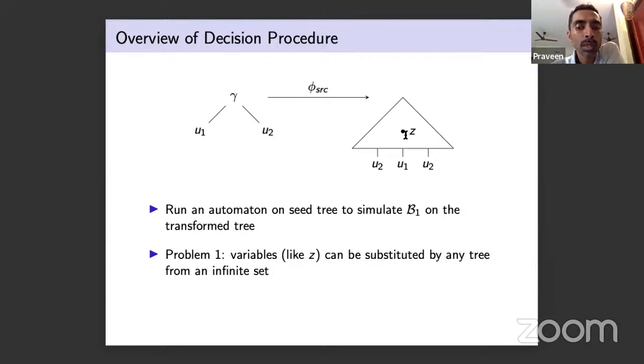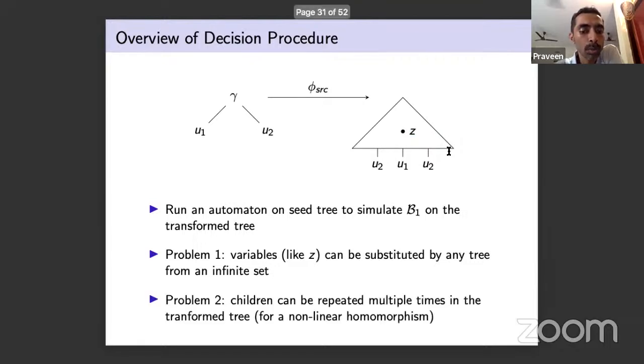The first one is the presence of these variables z. Right. So these can be substituted by any tree from an infinite set. So we have this God function g, right? So this g of z will give you a regular language of trees, and z can be substituted by potentially any of those trees. Right? And that set of trees is infinite. So we don't know exactly what that tree is going to be. Right? So that is one problem.